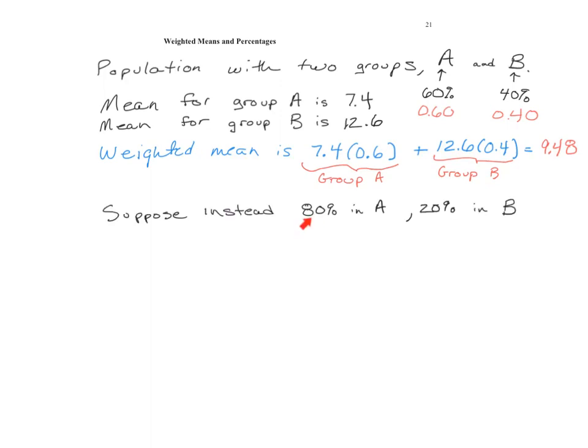So suppose instead we had 80% in group A and only 20% in group B. In that case, your weighted mean would be 7.4 times 0.8 plus 12.6 times 0.2. And if you punch that in your calculator, you should get 8.44. So notice now that this is even closer to the mean for group A because we have a higher percentage in group A than before.